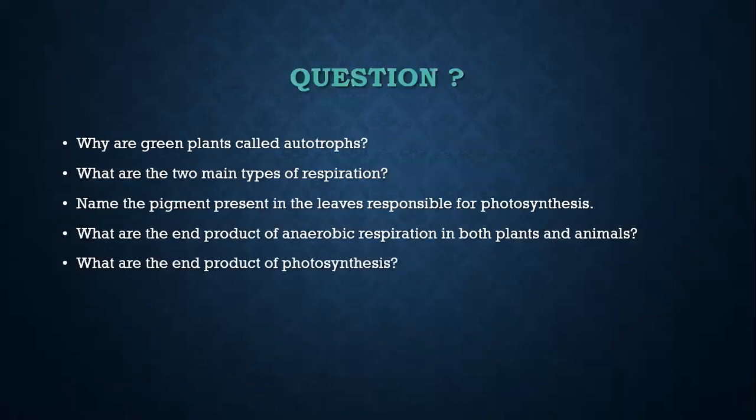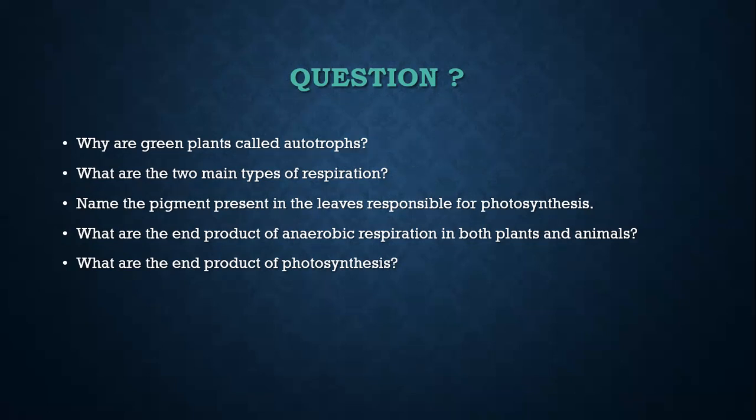Now some questions, students, from the in-text question answers of your chapter 4 of biology. If you have not done them, you can do them through this also, and it has already been discussed in the class once. First question: why are green plants called autotrophs? Because they perform the process of photosynthesis and are capable of making their own food.